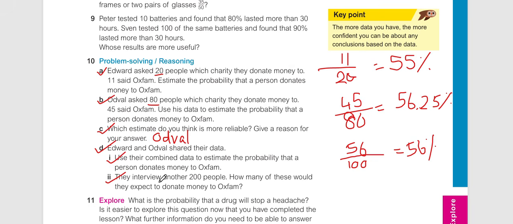In that, they interview another 200 people. Now for 100 people you got 56%, right? So for 200 people, how are you going to do it? 56 upon 100, multiply that by 200. 112. So you have 2 here, you have 100 here. It's going to be the answer, 112. 112 people are expected to donate money to Oxfam.